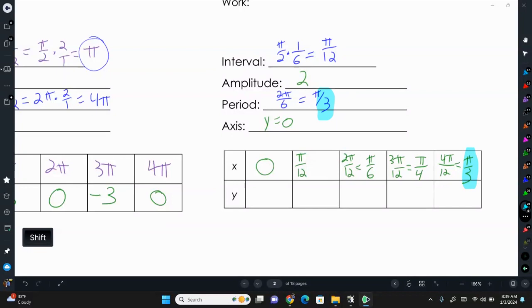So being able to add and reduce our fractions is going to be essential because this takes a lot of time, writing it out and reducing the fraction. You want to be able to do that in your head. Now we're going to start at 2, or positive amplitude, go down to 0, then down to negative 2, back up to 0, and back up to positive 2.